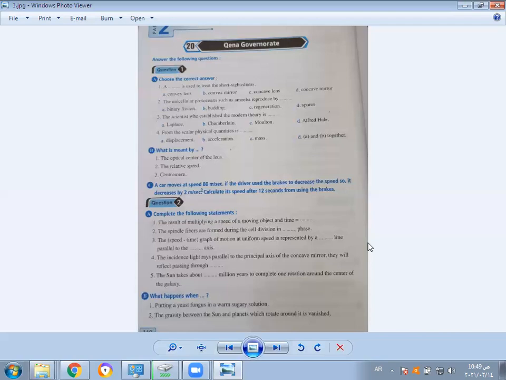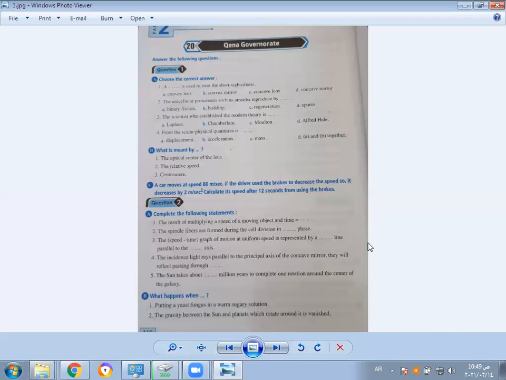Number C, we have here a problem. A car moves at speed 80 meters per second. If the driver used the brakes to decrease the speed, it decreases by 2 meters per second squared. Calculate the speed after 12 seconds from using the brakes.